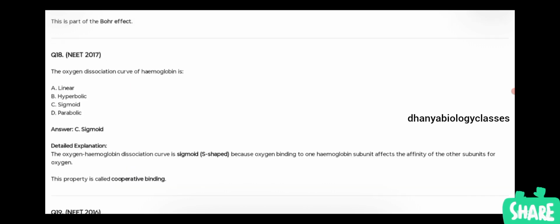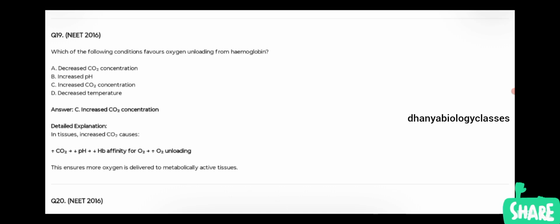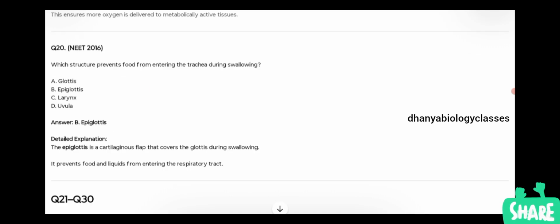The oxygen dissociation curve of hemoglobin is sigmoid, that is S-shaped. Which of the following conditions favors oxygen unloading from hemoglobin? The answer is increased carbon dioxide concentration. This thing we discussed.